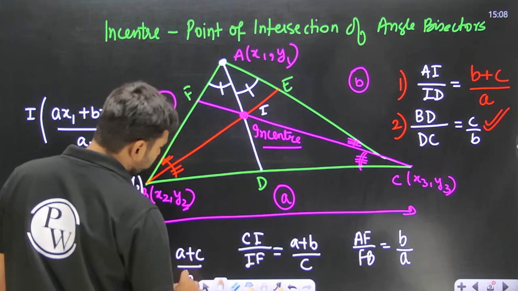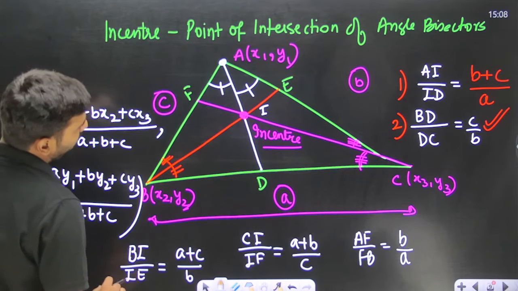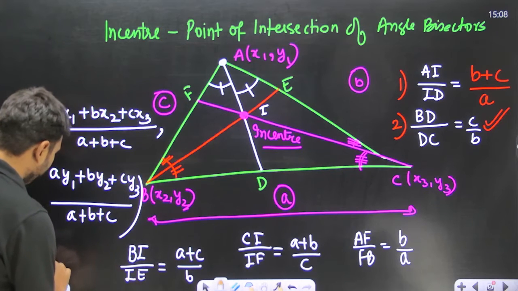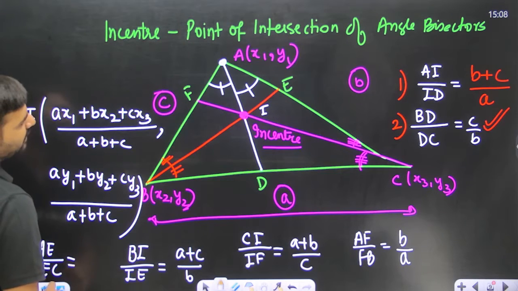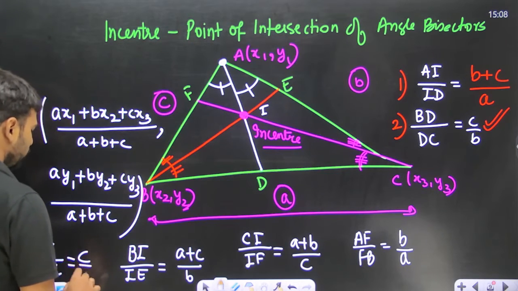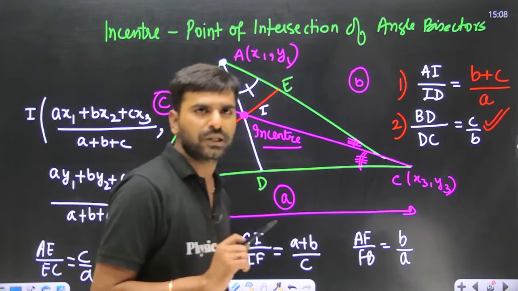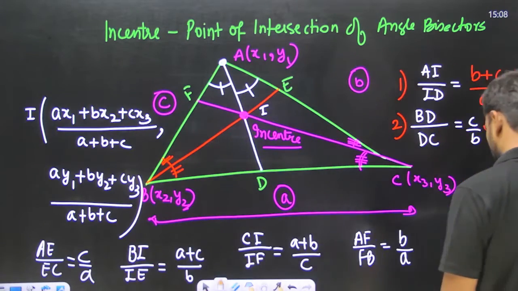And not only this, but AE upon EC, that particular ratio can be rewritten as C over A, right? So these are a few of the things which you must remember in case of the incenter of a triangle. Okay, number one.